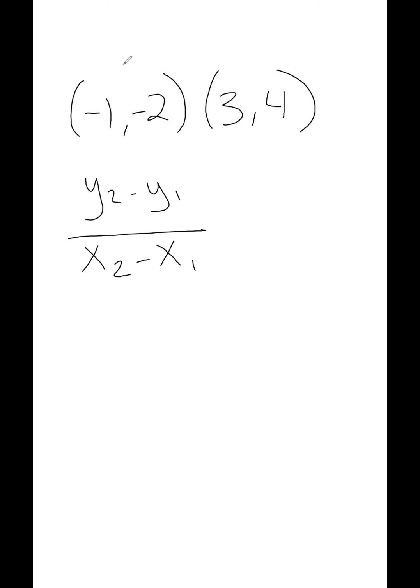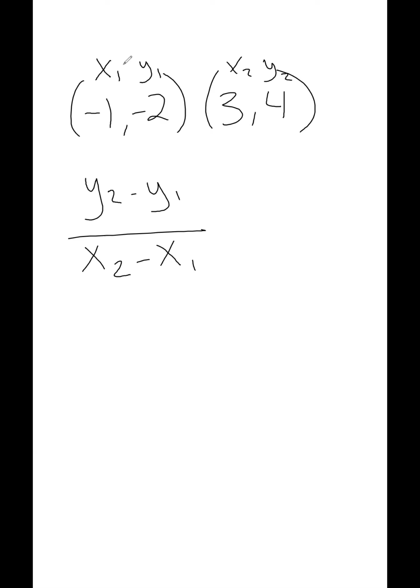Well, which are my x's and which are my y's? Remember, for one set of coordinate points, the way I always think of it is x comes before y in the alphabet. It works the same way on coordinate points. X comes before y. Since -1, -2 was my first set of coordinate points, that's why they get the 1s, because it's my first set of coordinate points. And 3, 4 is my second set of coordinate points, so they get the little 2s.